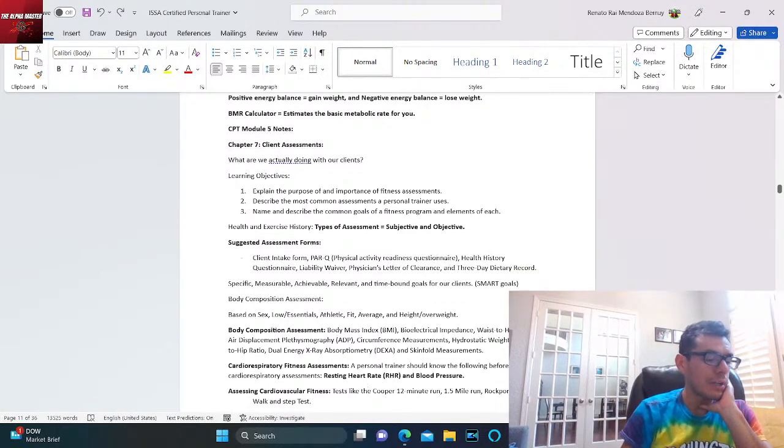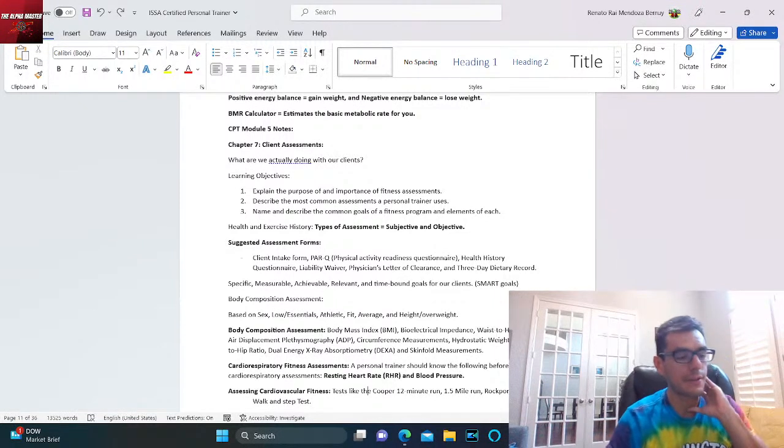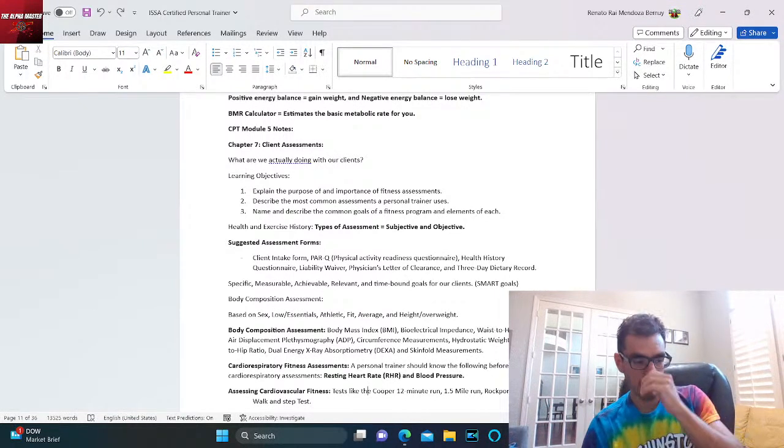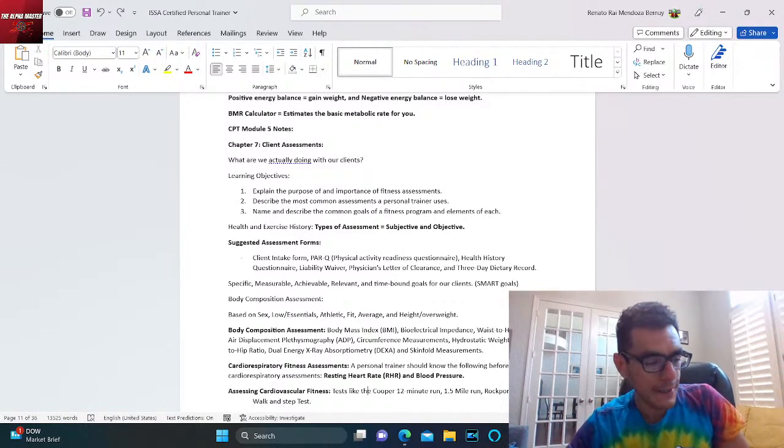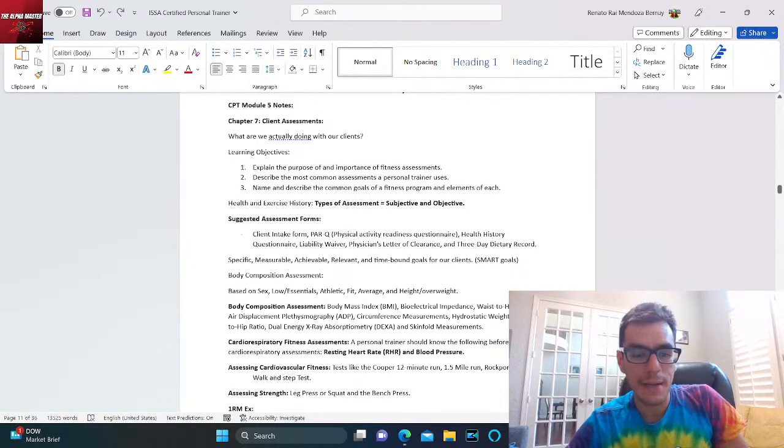Now, assessing cardiovascular fitness. To assess cardiovascular fitness, you need tests like the Cooper 12-minute run, the 1.5-mile run, the Rockport 1-mile walk, and finally the step test. Now, assessing strength.